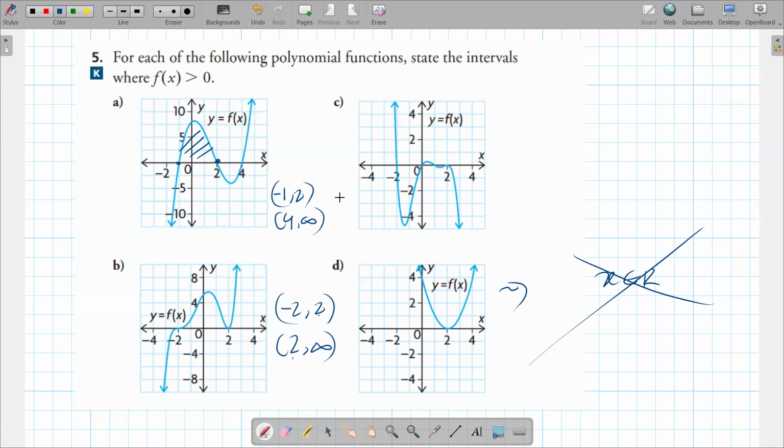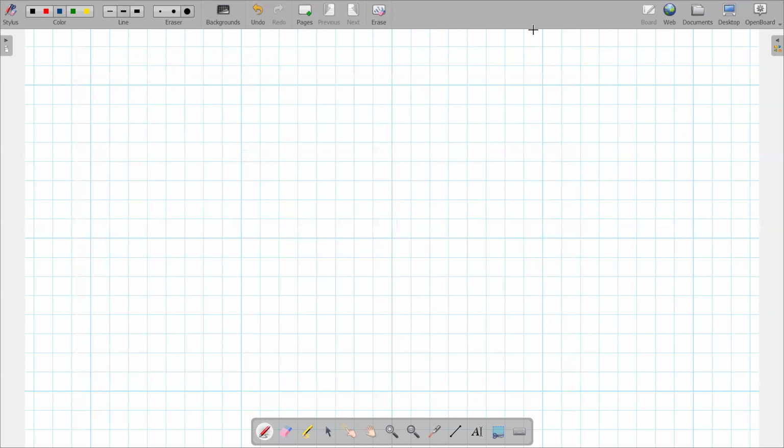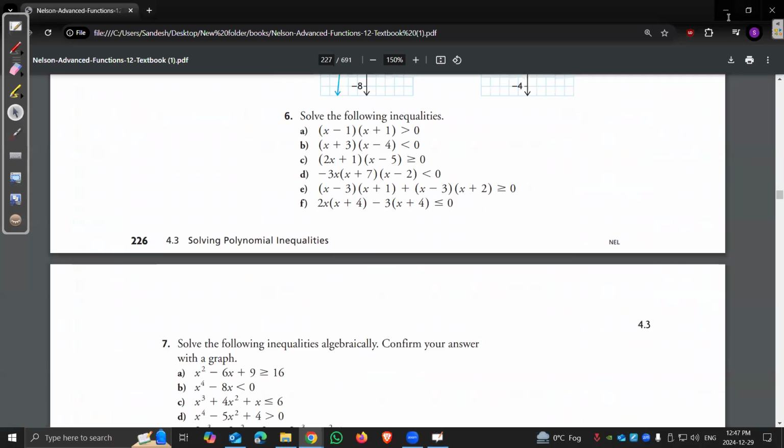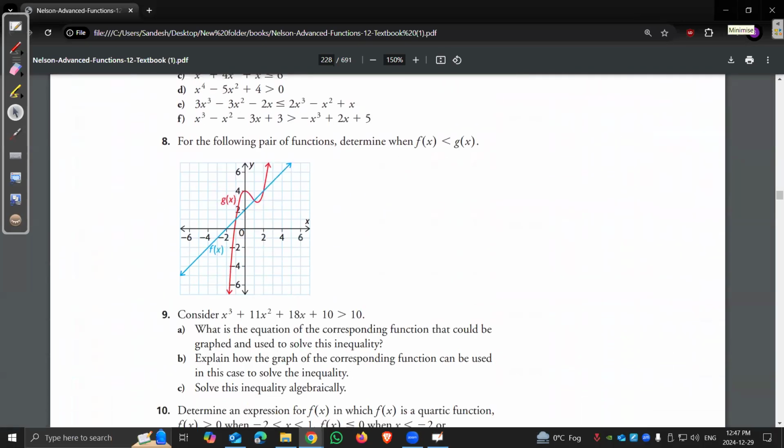Exactly. If the question said f of x is strictly greater than 0, or not strictly, greater than or equal to 0, then the answer to D will be x in R. Because now you're allowed to include the 2, because you're allowed to be 0. It's again not that difficult, honestly.